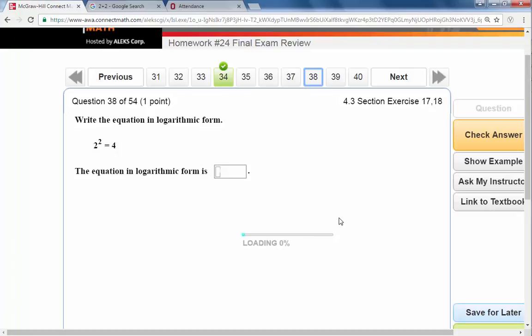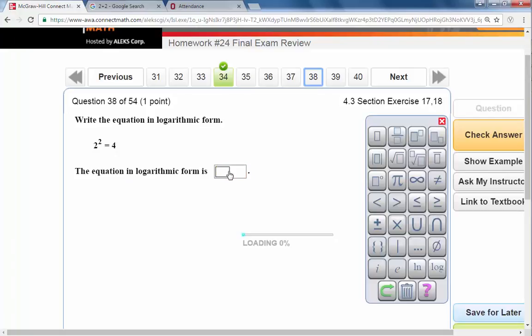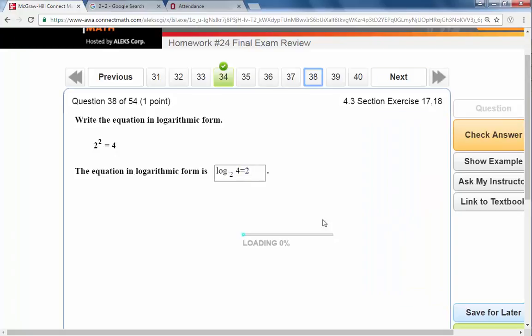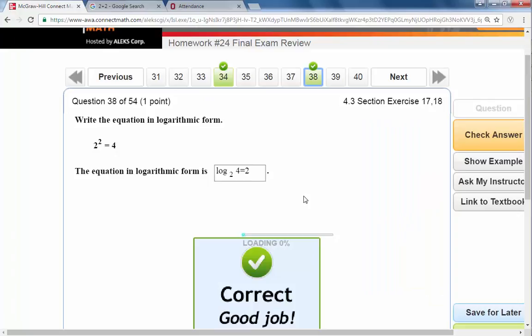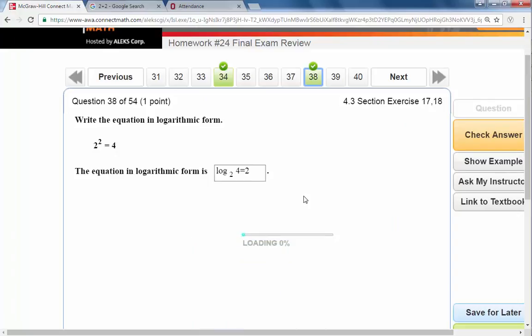Do you know how to change this into logarithm? Yes, you flip base to base. I can just type it. So are we done for log today? Log base 2 of 4 equals 2. Good, I got it. See, that wasn't so hard. I can't tell if you're being sarcastic or not.